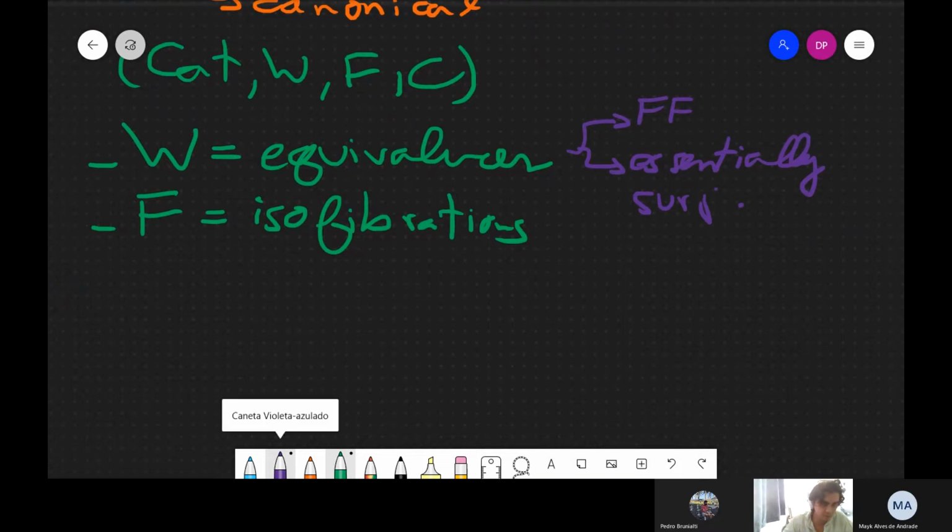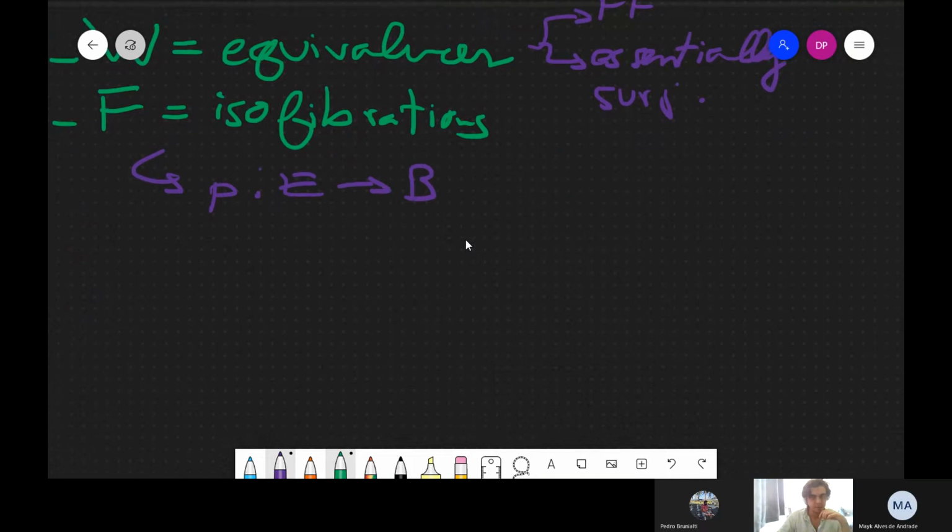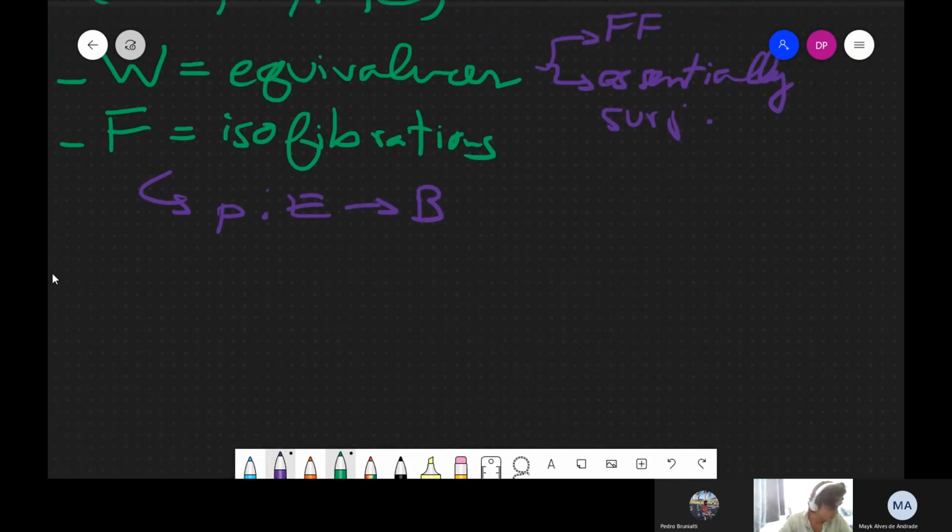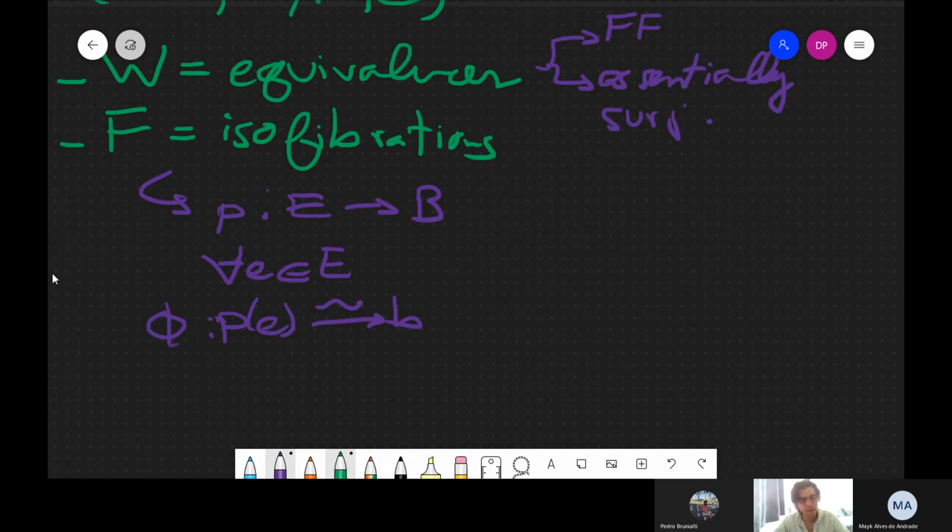And isofibrations are, what is an isofibration? It's a functor, let's follow nLab here, a functor P from E to B with the following property: for all E upstairs over here, and for every isomorphism from PE to B, call this phi, there exists a morphism upstairs from E to E prime, such that this is actually mapped to this phi below.